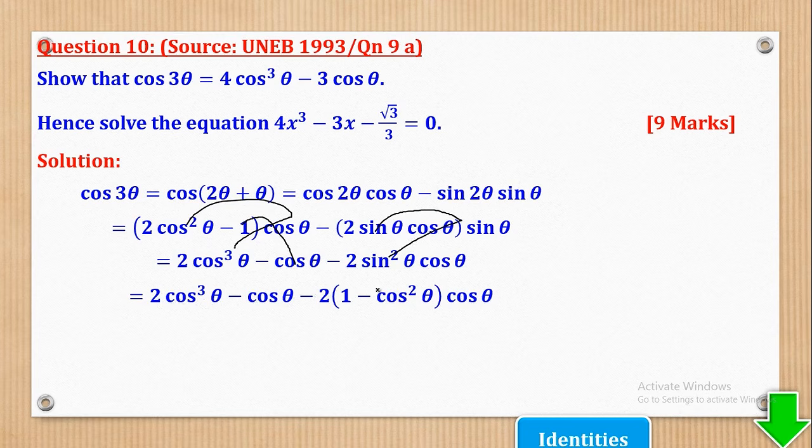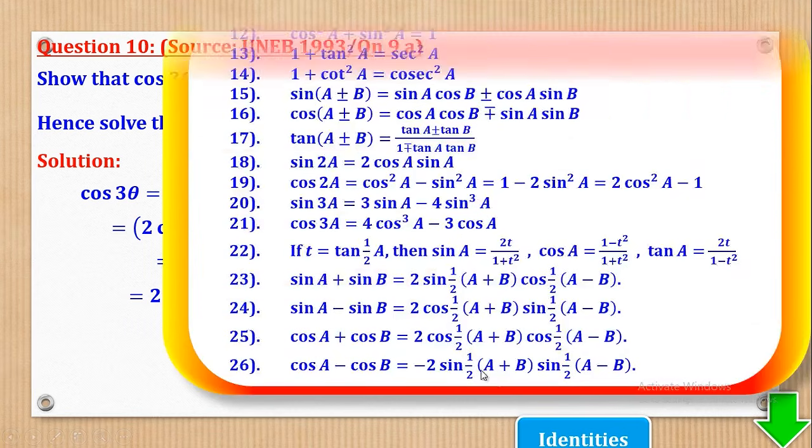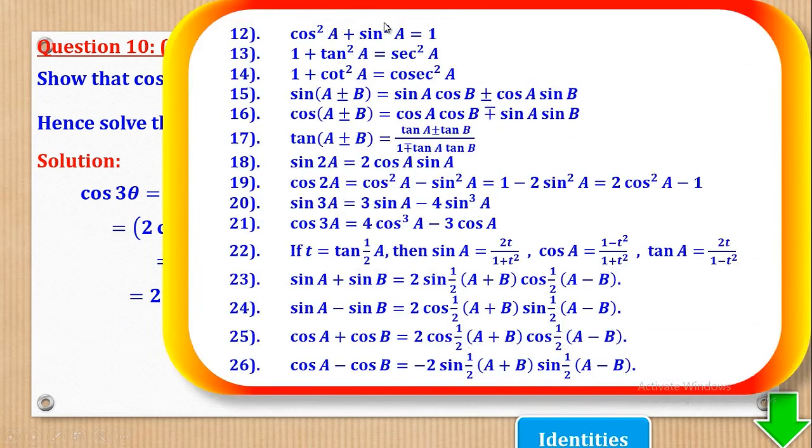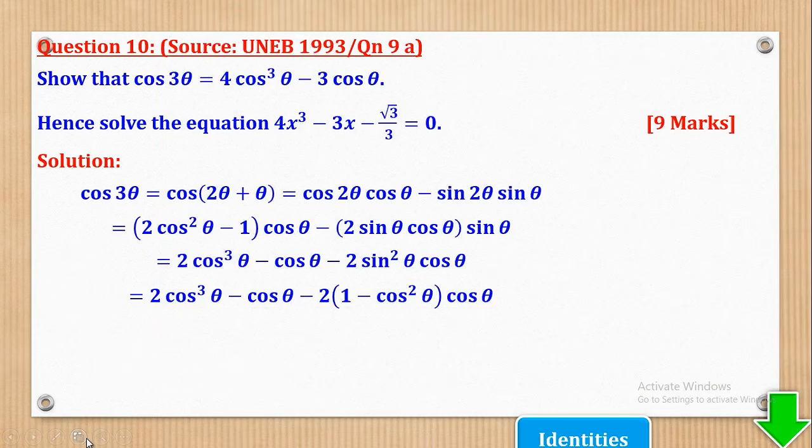So next is to also change this. Remember in the proof they don't want sin theta. So you have to go back to your identities and ask yourself, how can I change sin squared theta in terms of cos squared theta? So what I will do, I come here and bring this one this side, meaning that sin squared A is equal to 1 minus cos squared A. That is why you see here that this one has changed to 1 minus cos squared theta.